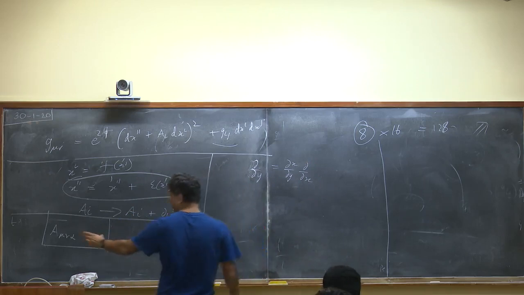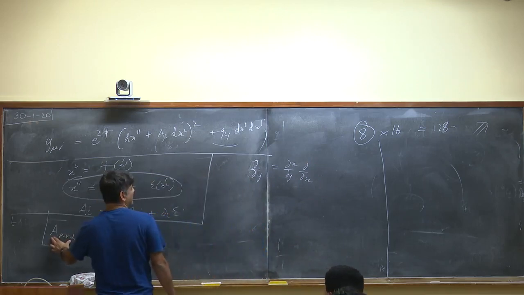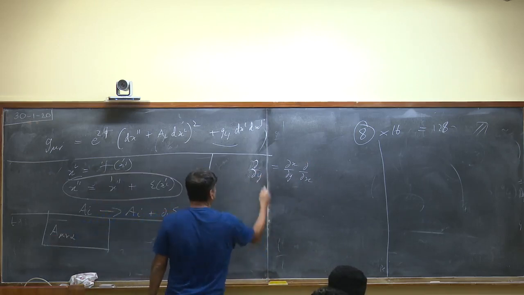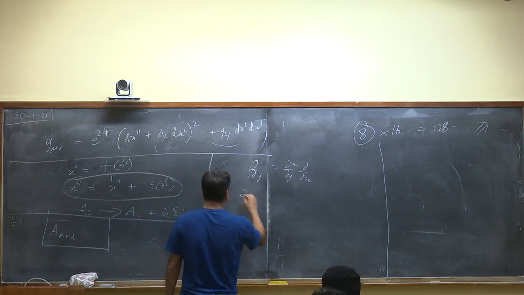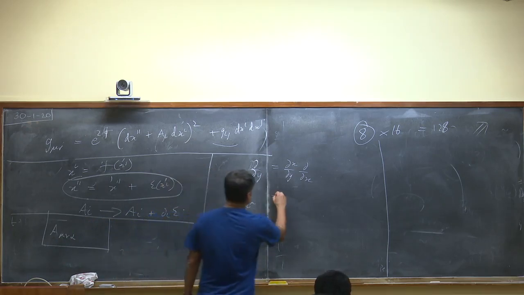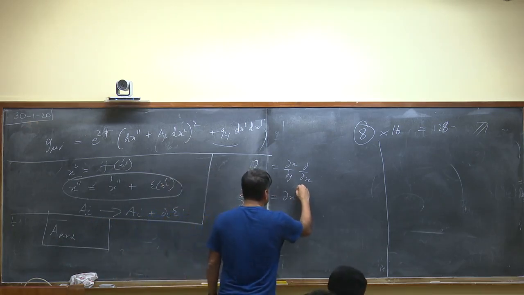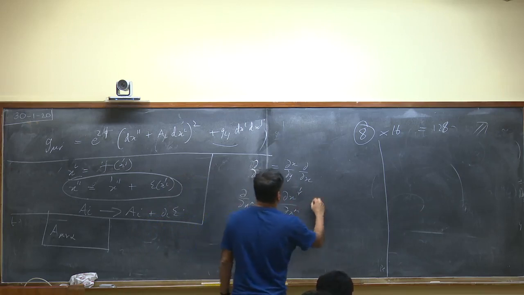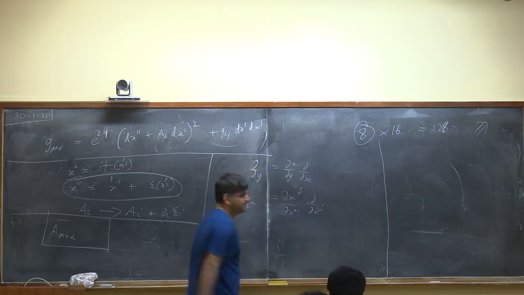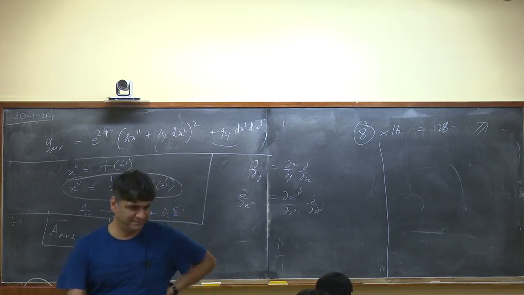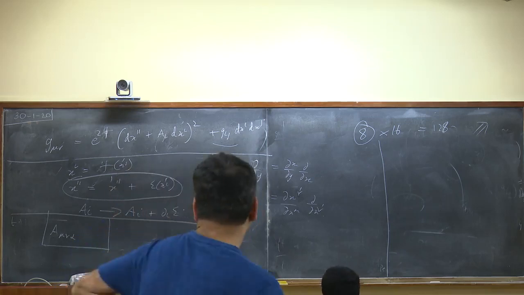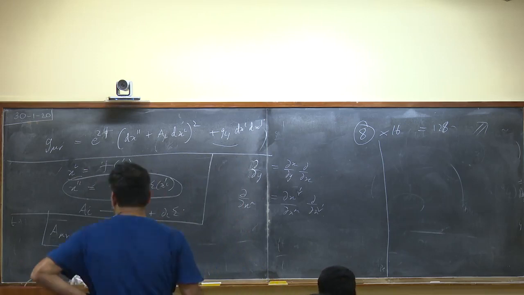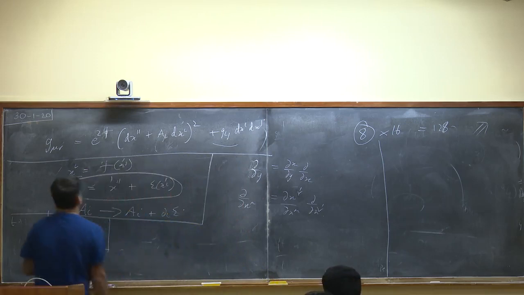Let's say that we want to know what the old ones become. So let's make y unprimed. So del by del x mu is equal to del x nu prime by del x mu times del by del x nu prime. Now nu prime and nu differ. Now let's work this out in more detail.